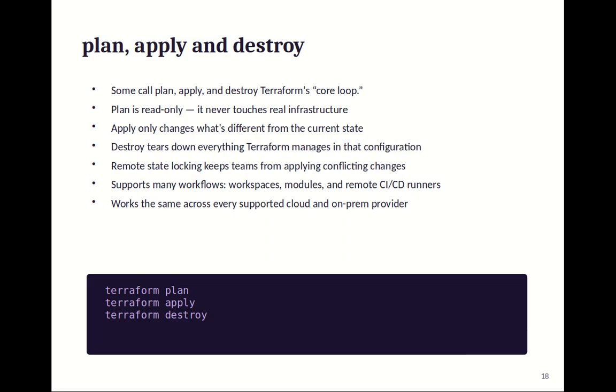Plan, apply, and destroy. Some call plan, apply, and destroy Terraform's core loop. Plan is read-only; it never touches real infrastructure. Apply only changes what's different from the current state. Destroy tears down everything Terraform manages in that configuration. Remote state locking keeps teams from applying conflicting changes. Supports many workflows: workspaces, modules, and remote CI/CD runners. Works the same across every supported cloud and on-prem provider.